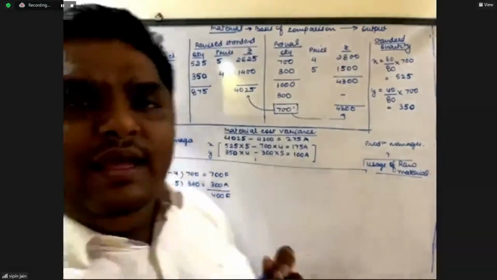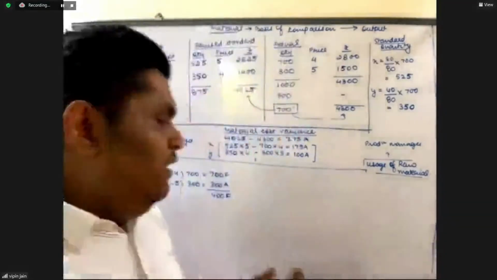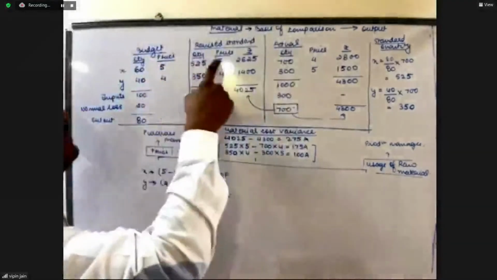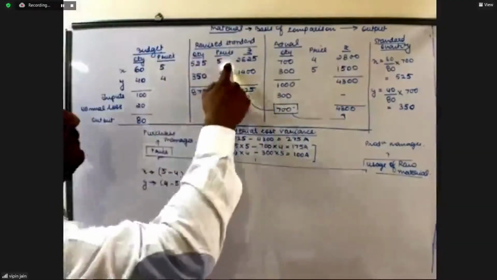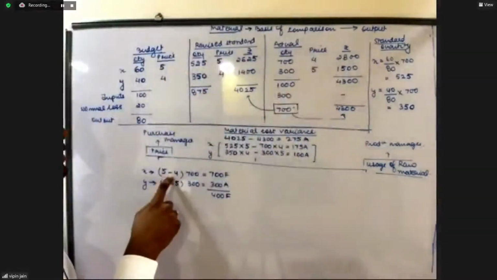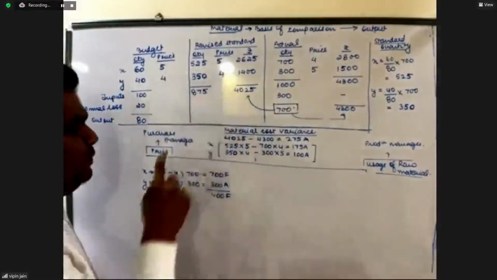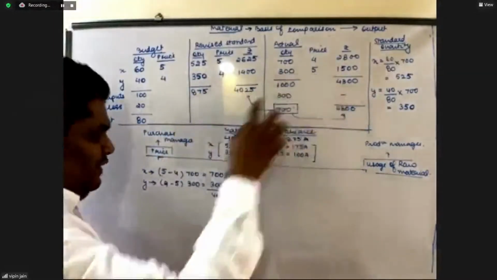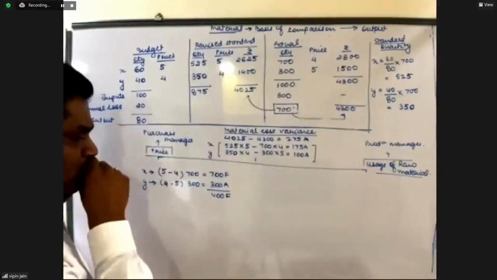I repeat again the explanation given by Bhumika. For X, they were supposed to purchase at the rate 5, but they actually purchased at the rate 4. For Y also, they were supposed to purchase at the rate 4, but they actually purchased at 5.